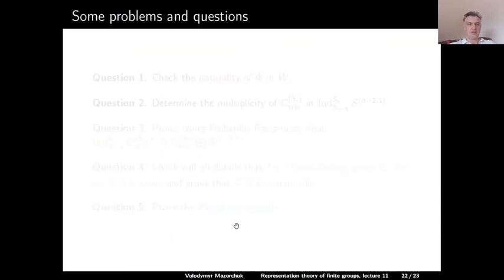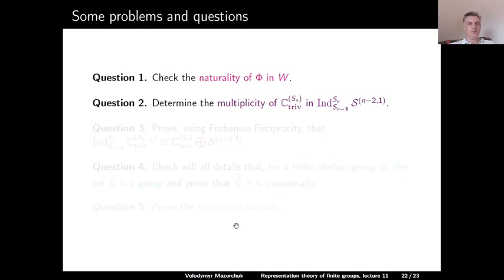As usual, some problems and questions for this lecture. Question 1: check the naturality of capital Phi in the second argument W. Question 2: determine the multiplicity of the trivial S_n module in the induction from S_{n-1} to S_n of the S_{n-1} module curly S with the upper index (n-2, 1). Question 3: prove using Frobenius reciprocity that induction from S_{n-1} to S_n of the trivial S_{n-1} module is isomorphic to the trivial S_n module plus the module curly S with the upper index (n-1, 1).